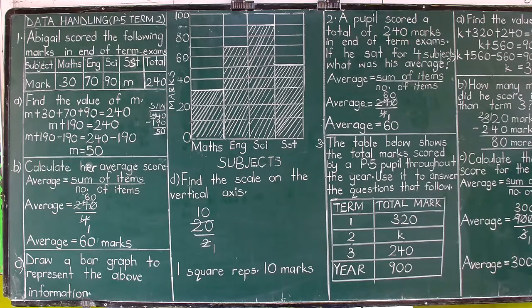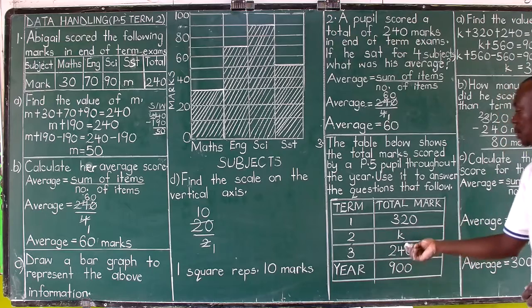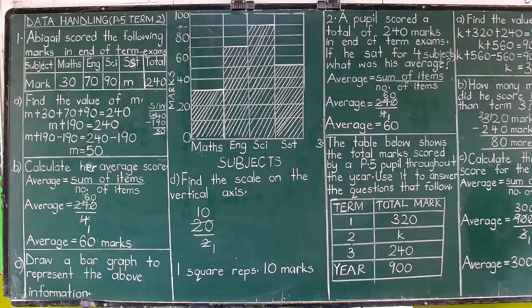Then subtract vertically: 0 minus 0 is 0. Borrow from 9, remaining with 8. What you have borrowed is equal to a base 10. 10 plus 0 gets a 10. 10 minus 6 you get a 4. And 9 minus 8 minus 5 you get a 3. So that K value is 340. Meaning in term 2, this pupil got a total of 340.